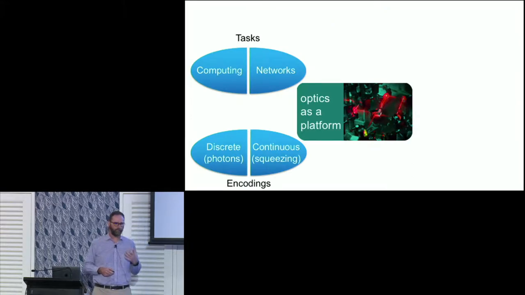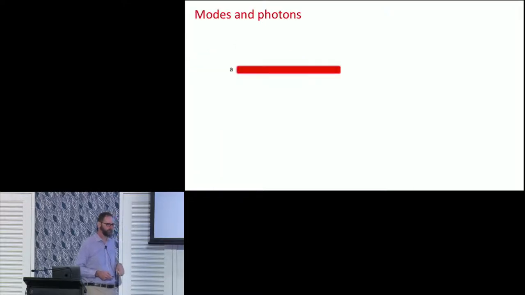All right, so if we're going to think about doing these quantum information tasks with optics, we need to think about how we're going to encode our quantum information into optical systems. And today I'll talk about discrete encodings, or using single photons, and continuous encodings, which is really more than just squeezing, but that's a little bit of an entry point into the field.